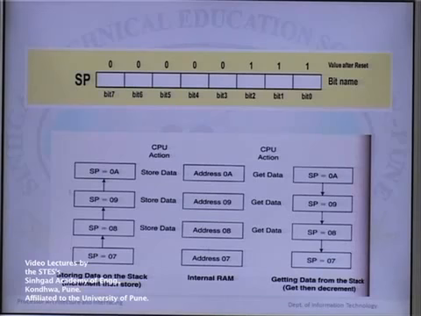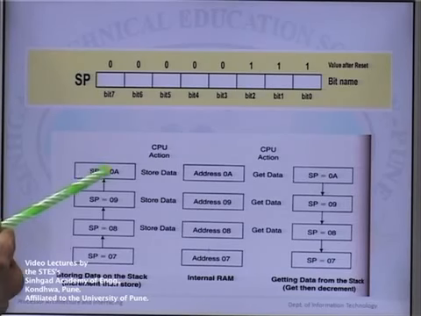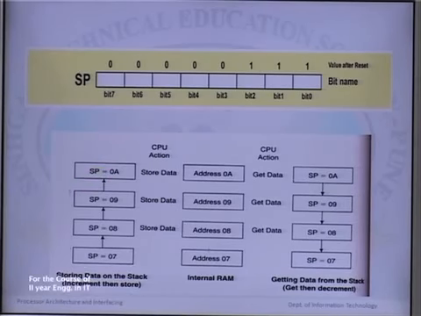Similarly, with the next write operation on stack memory, the stack pointer goes to 09 and over there the next byte of data is stored. If a third byte of data is to be stored, again the stack pointer is incremented so that it becomes 0AH and over there the data will be stored.